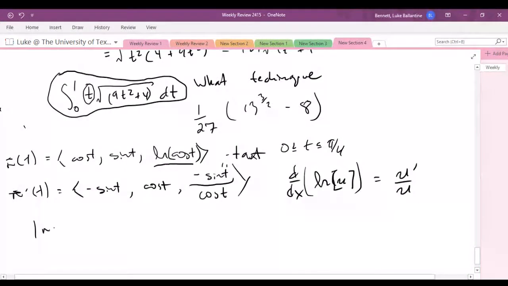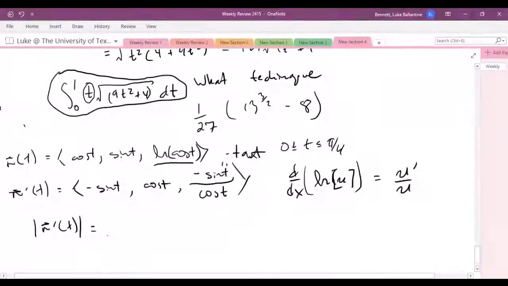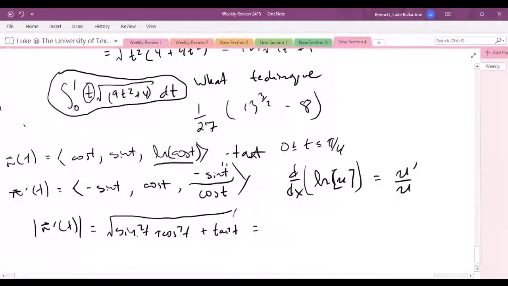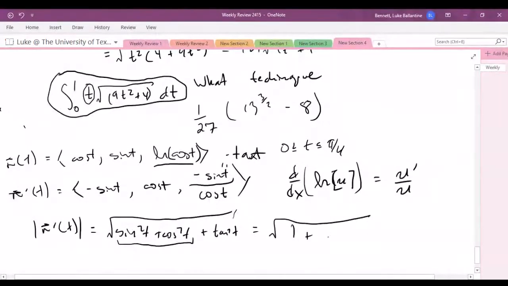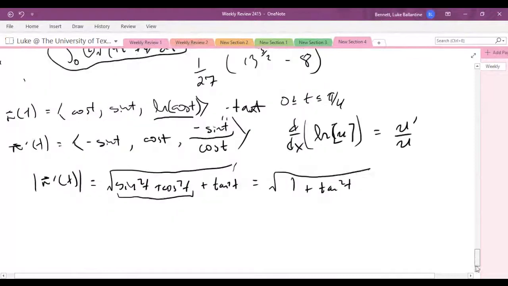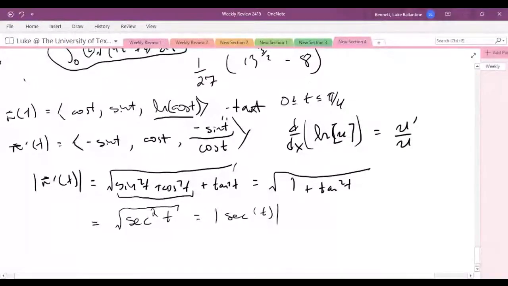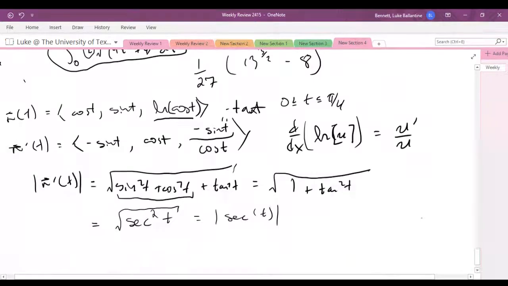We take the magnitude. This is going to be the square root of sine squared t cosine squared t plus tangent squared t. Well, sine squared plus cosine squared is just 1. So 1 plus tangent squared t. Well, 1 plus tangent squared t is really the same thing as secant squared t. So we have the square root of secant squared t. This is the absolute value of secant of t. But, you know, t is positive and secant's positive on this.